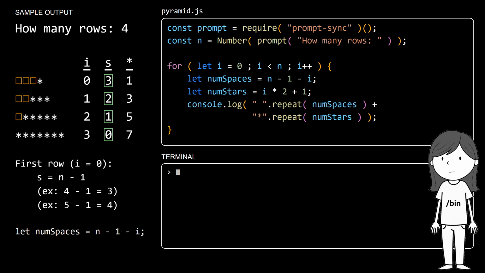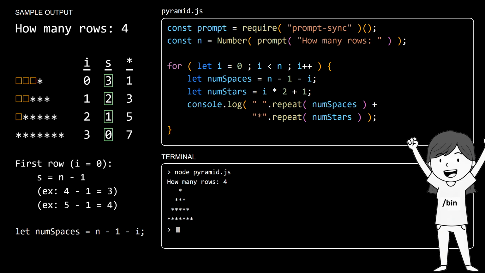Let's see how it works. Run the program, input 4 rows. It works. That's great, but we should always check that our code works with a range of inputs.